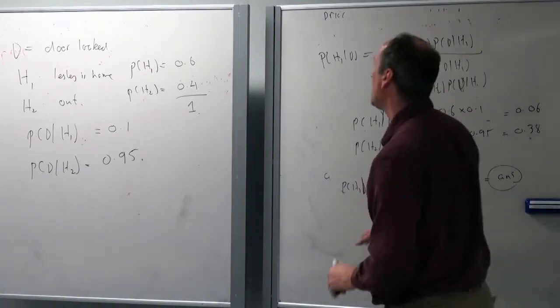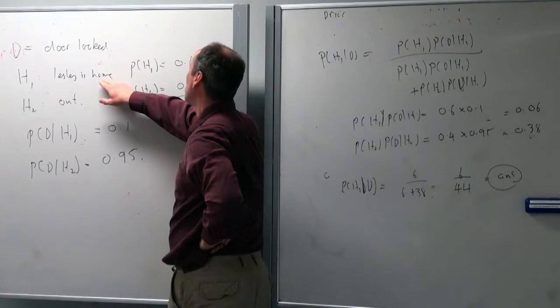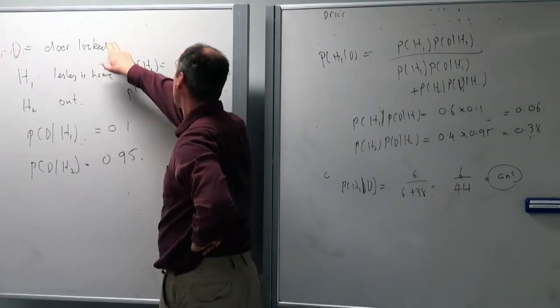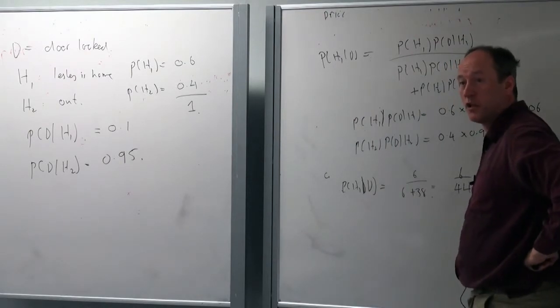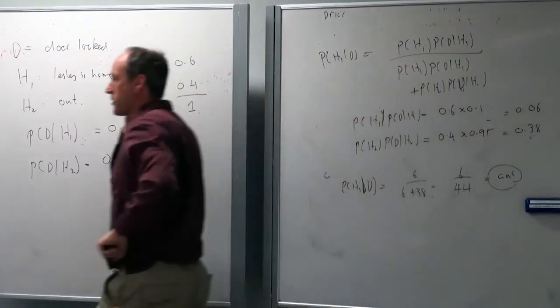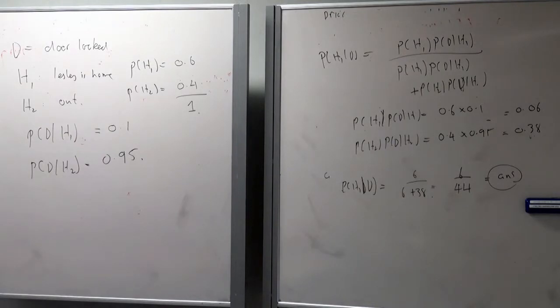So what does that mean? The probability that she's home, given that the door is locked, is this small probability. Because if she was home, she normally opens the door. But sometimes she walks in through the French doors. Okay? How do I get marks for that? I'll just write this and then I'll stop for 5 minutes.